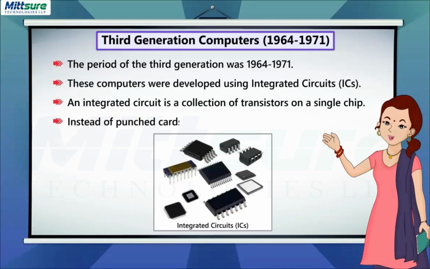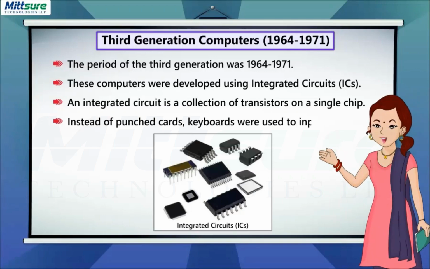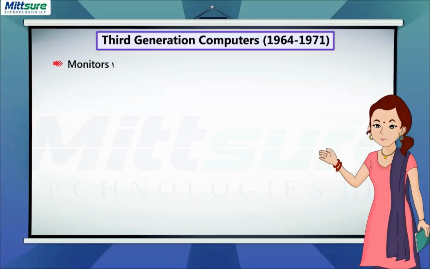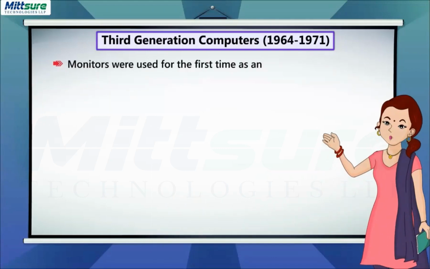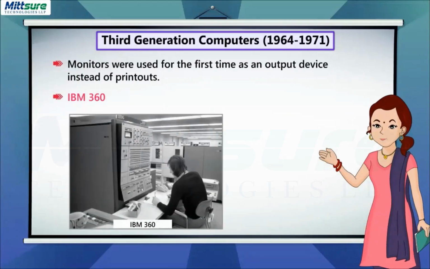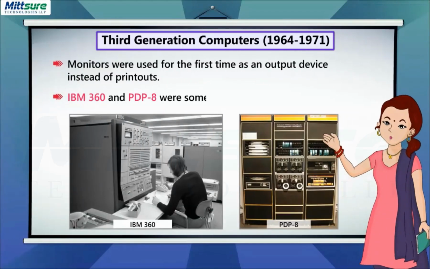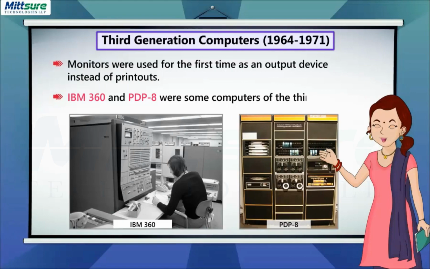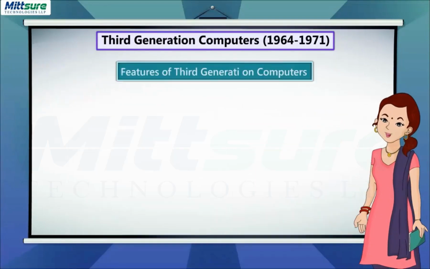Instead of punched cards, keyboards were used to input data. Monitors were used for the first time as an output device instead of printouts. IBM 360 and PDP-8 were some computers of the third generation.